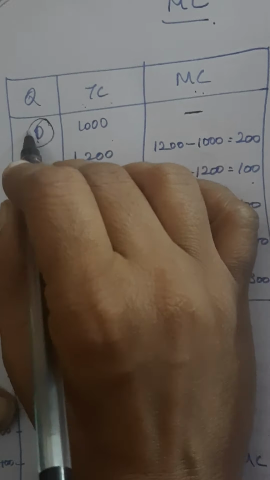When you are giving one product, that means you are adding one more product to the 0 product, okay. When you are giving one product, the total cost is 1200. Then if it is 1200, what will be the MC? What I said is that we should subtract this from the previous one. When you subtract, that only I showed here: 1200 minus 1000 equals 200.